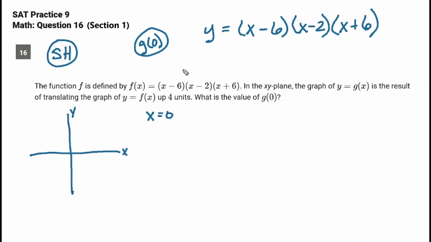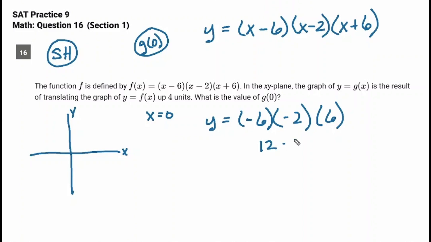Just remember that when you're seeing an xy plane problem, a function, and you see parentheses like this, you always want to think about plugging in a 0. So we're going to make x equal to 0. y equals 0 minus 6, negative 6, times 0 minus 2, negative 2, times 0 plus 6, 6. Negative 6 times negative 2, what's that? It's 12 times 6. So what's y? y is 72 to start.